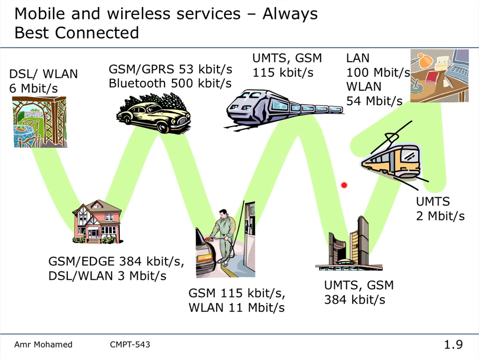While you are moving from one place to another, you are actually handing off from one technology to another. Sometimes you are doing handoff from one access point to another within the same network. For example, when you move from one place to another inside the university, this means that you are doing handoff from one Wi-Fi access point to another, right? So this is called handoff. But this handoff does not change the technology. The technology is still the same. But if you move from QU and get outside to drive to your house, automatically you hand off from Wi-Fi to 4G or to 5G, right? That type of handoff, we call it inter-technology handoff. So there is intra-technology handoff and there is inter-technology handoff.